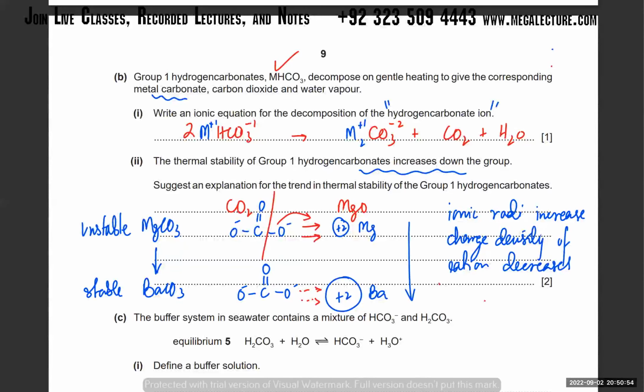So smaller ions will polarize the carbonate ions. Or in this case, he's talking about hydrogen carbonate, so it will polarize the hydrogen carbonate ion, making it unstable. So that makes it extremely unstable.